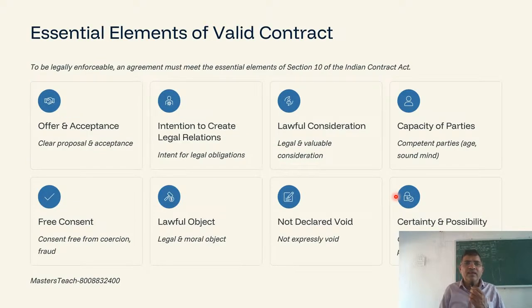Essentials of a valid contract. What should be there in a legal contract? In order to be legally enforceable, the agreement must meet the following 10 elements. We'll discuss quickly. One is offer and acceptance. There is a clear proposal from one side and acceptance from the other side.